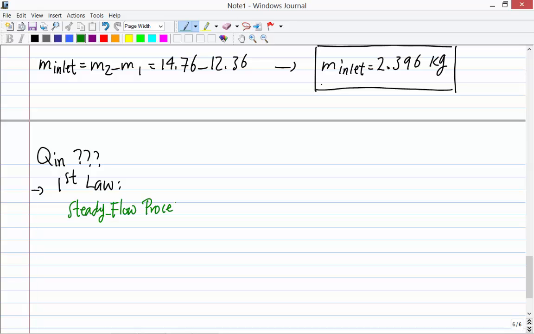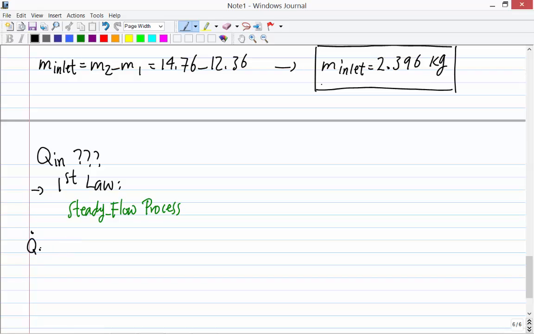For instance, like a turbine or compressor or pump that is continuously working, we have a continuous flow rate forever. And we use this form: Q dot in minus W dot in.